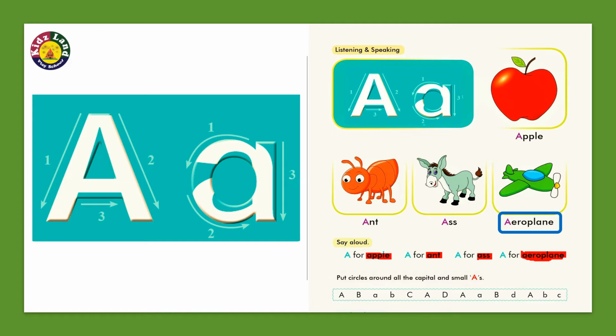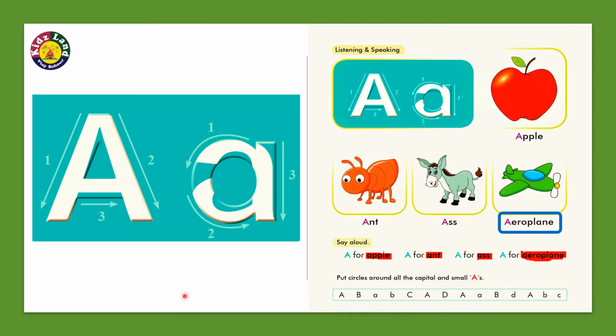Nice. 4 words for each letter is given in this book. So we have to memorize the 4 pictures for each alphabet, and at the same time you have to learn the spellings to it also. Now, what does the activity say? It says put circles around all the capital and small letters of the letter A.